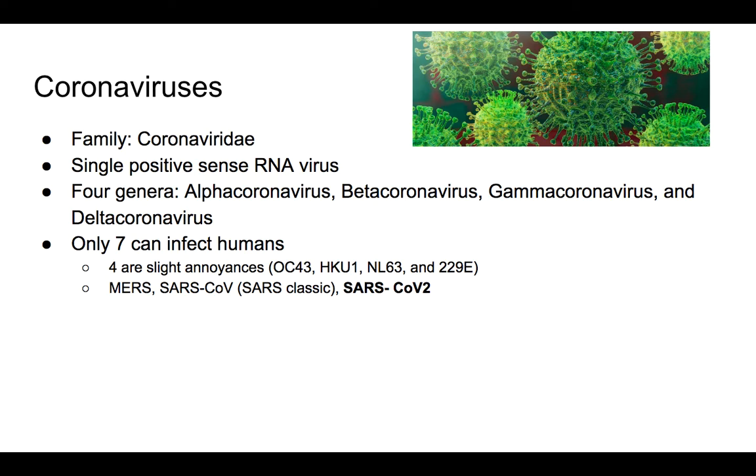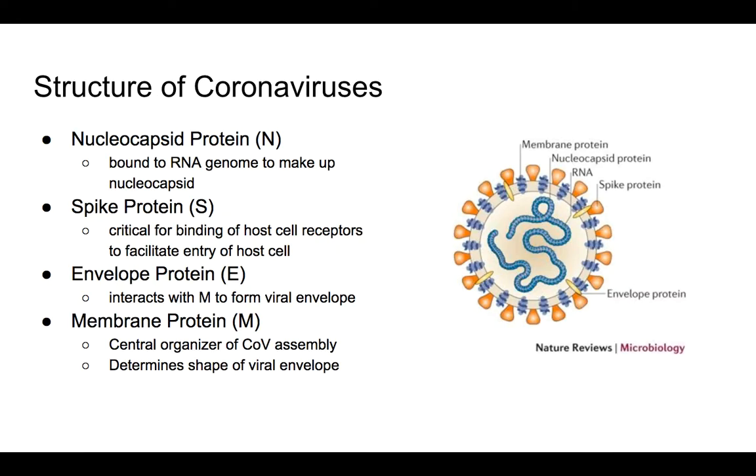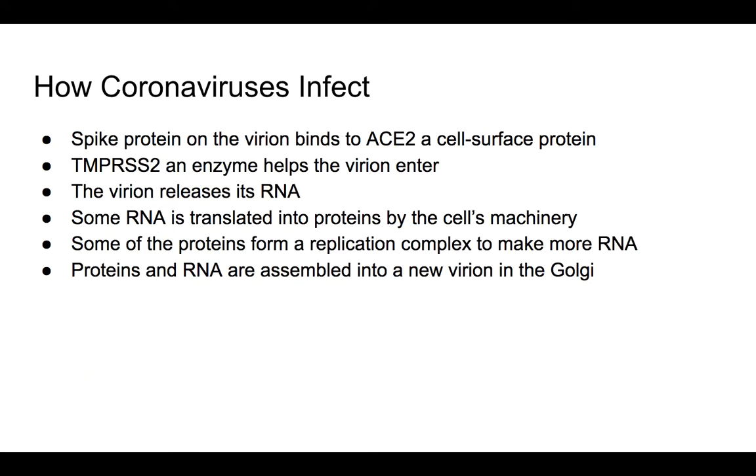Now talking about the coronavirus, it's important to note that it's a single positive-sense RNA virus, and there are only 7 forms of this virus that can infect humans, and we're dealing with SARS-CoV-2 in this case. This is a basic overview of the structure of the coronavirus. As you can see, the spikes around the membrane are important for its entry to the host cell, and it infects basically through the spikes that you saw.